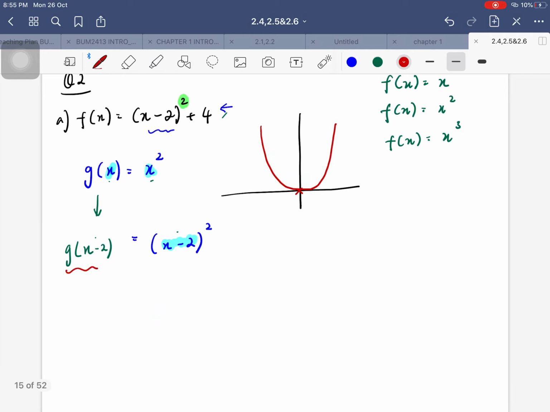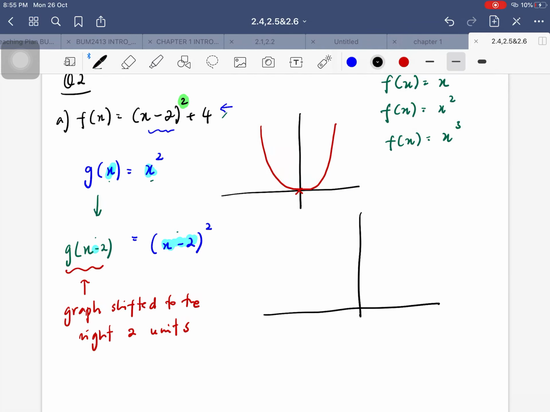According to the transformation we have seen before, when you change from g of x to g of (x minus 2), your graph is shifted. Is it supposed to be left or right in this case? It is a minus right here, and the minus is giving us a hint that it is going to be shifted to the right-hand side. So the graph is shifted to the right. How many units? That is 2 units. So the graph is shifted to the right 2 units.